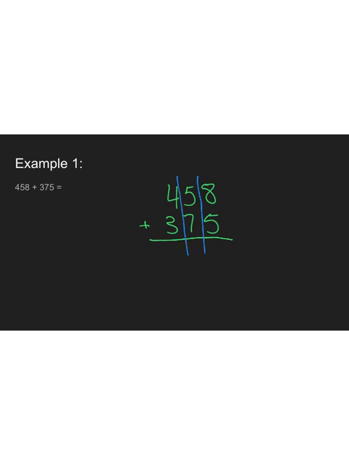So we have 8 ones plus 5 ones, which equals 13 ones. The problem is we can't write 13 ones in the ones place. So what we do is we put 3 ones down here, and then we carry the 10 ones into the tens place, and it just becomes 110. So there's your 13, your 10, and your 3 is 13.